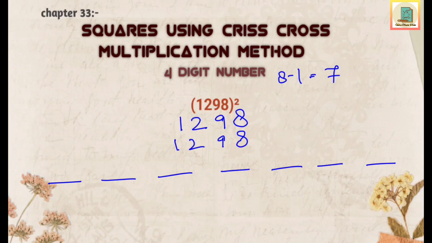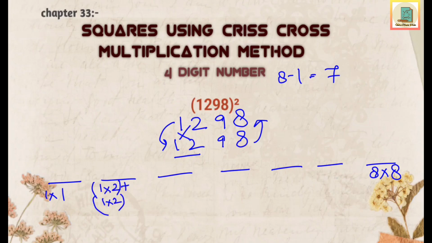So here in the first partition we multiply the first two digits, that is 1 multiplied by 1. In the last partition we will multiply the last two digits, that is 8 multiplied by 8. Now in the second partition, multiply these two digits diagonally and add them, that is 1 multiplied by 2 plus 1 multiplied by 2. Now in the sixth partition also, we'll multiply the last two digits diagonally and add them, that is 9 multiplied by 8 plus 9 multiplied by 8.